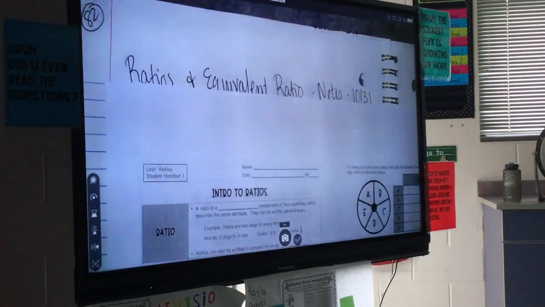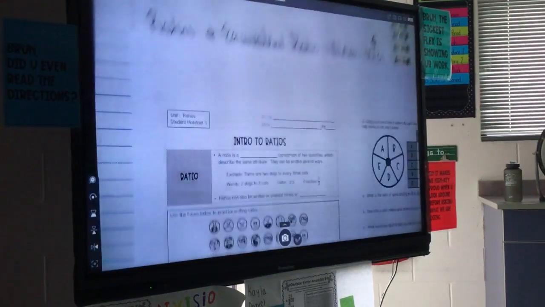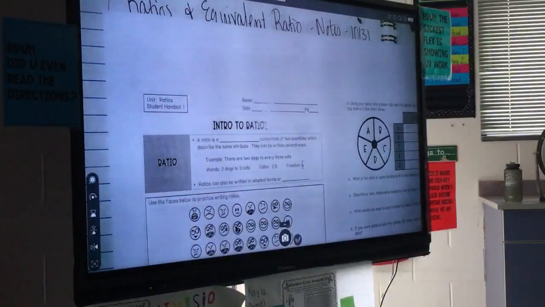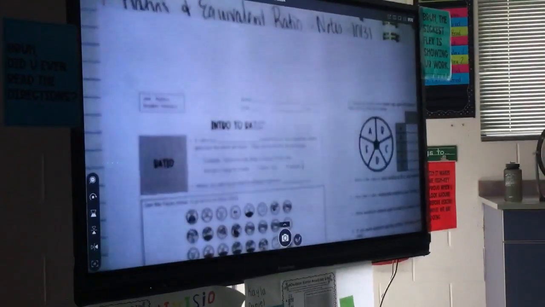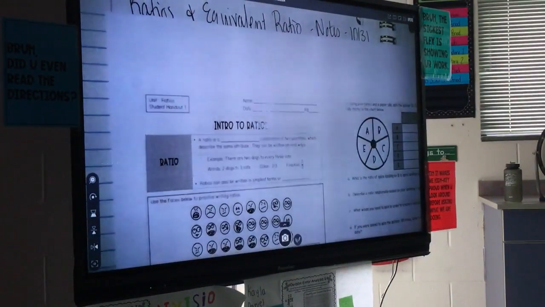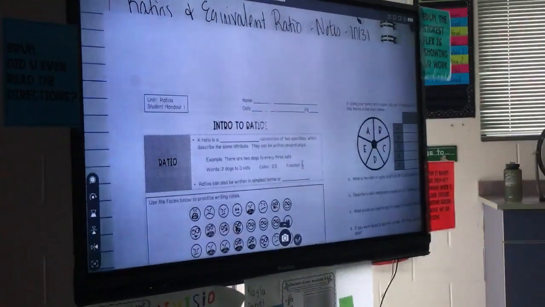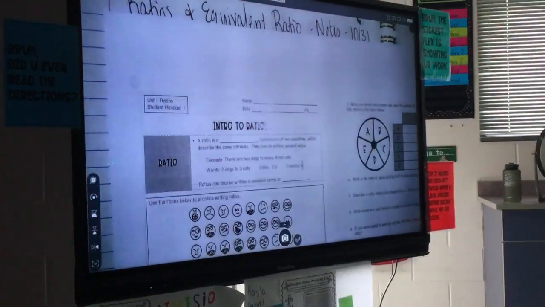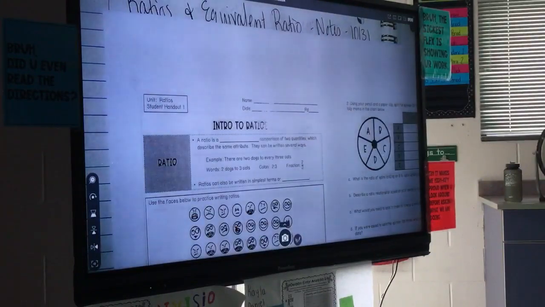So we are starting ratios, and I will let you know that next Thursday you have your test. But ratios itself is not something that is very hard. What makes this hard is when we get into rates and unit rates and that kind of thing. But just the basics of ratios should not be a problem for us.